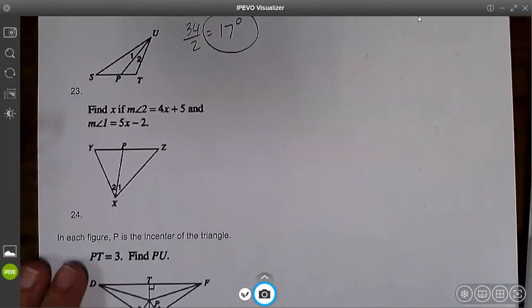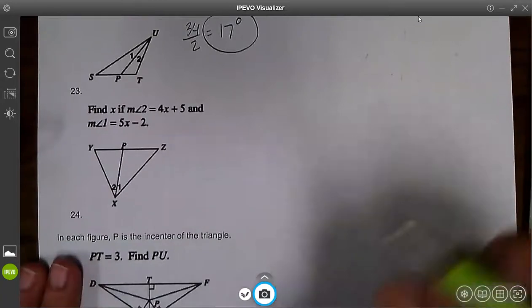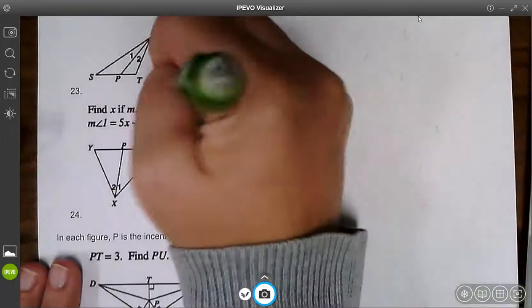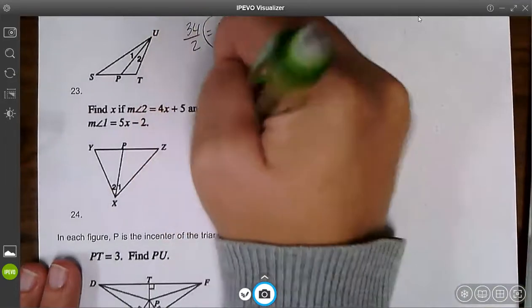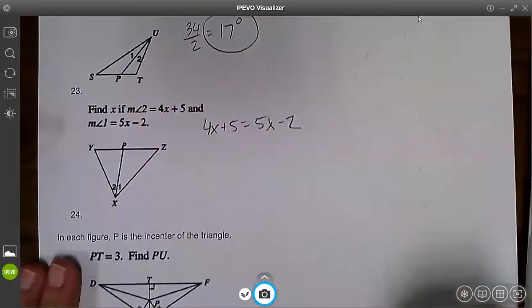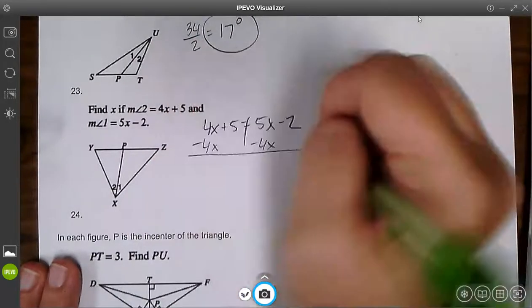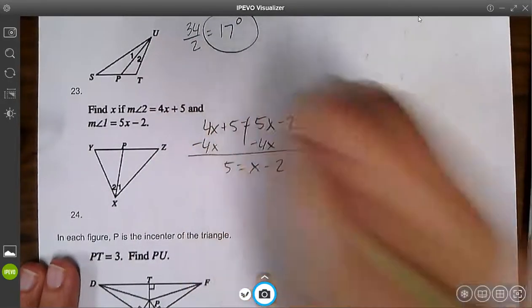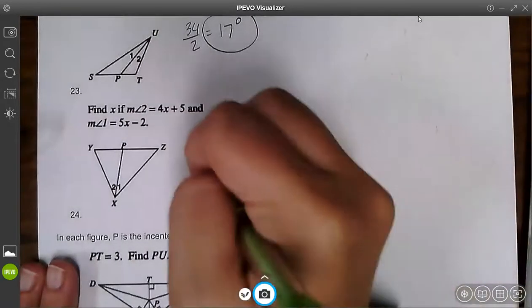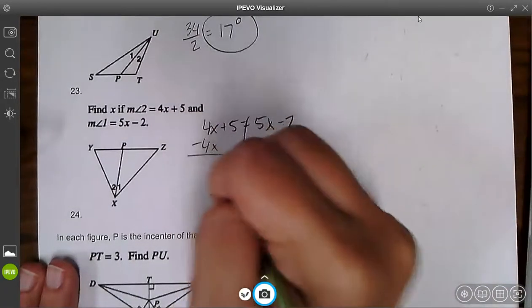This one, find x if the measure of angle 2 is 4x plus 5 and the measure of angle 1 is 5x minus 2. If this is an angle bisector, then these are equal to each other. So 4x plus 5 equals 5x minus 2. Solve that. Try to get your x's together, get your constants together. You get x equals 7.